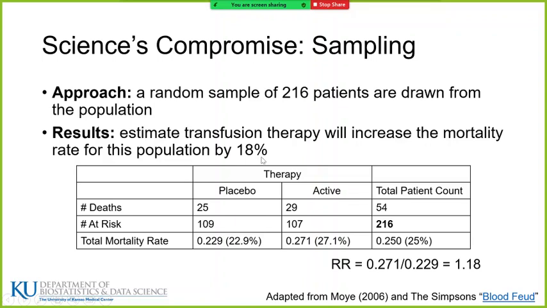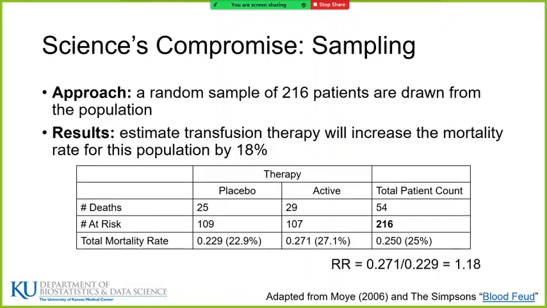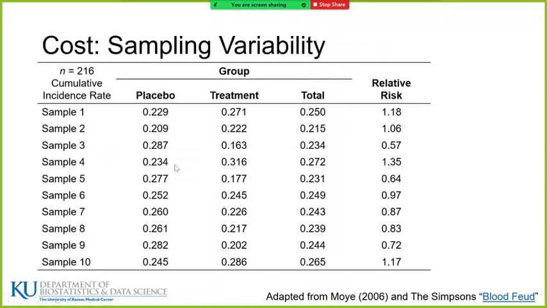We estimate an increase in mortality by 18%. What was the truth? The real truth is that it should have decreased by 17%. We have a complete reversal of the findings. Complete reversal, an 18% increase. Why is that? That's the consequence of sampling and, again, not being aware of the impact of sampling error.